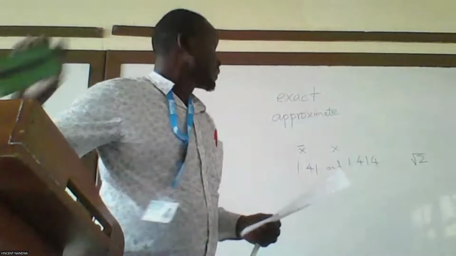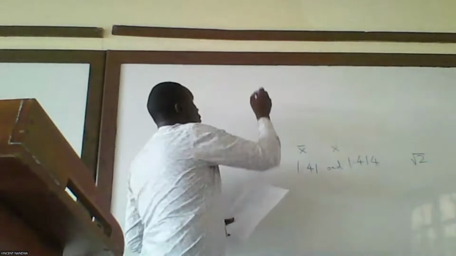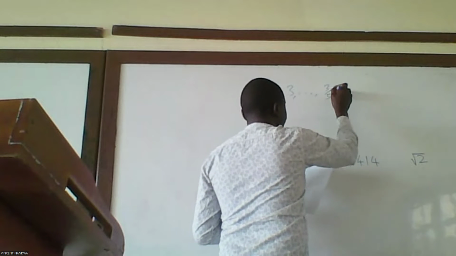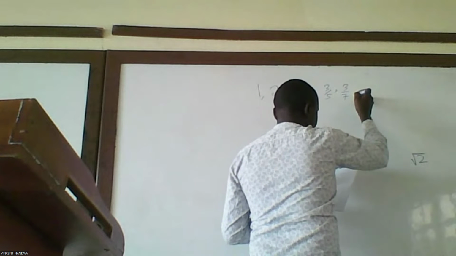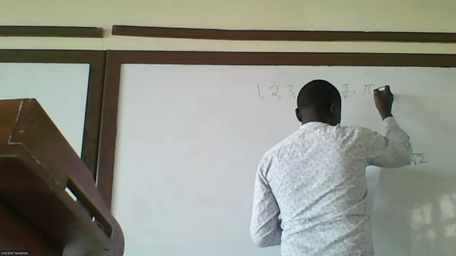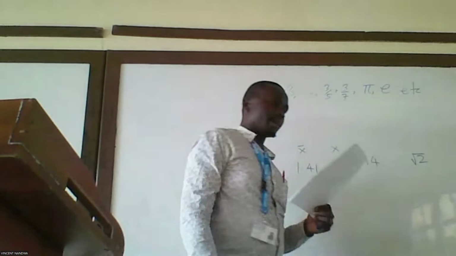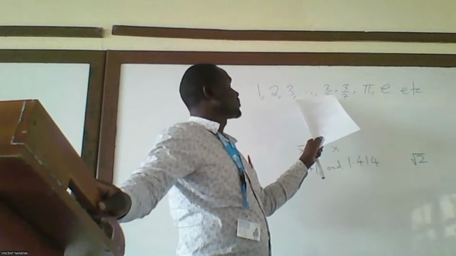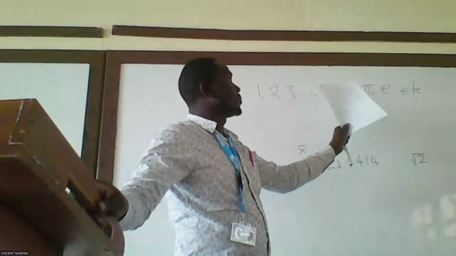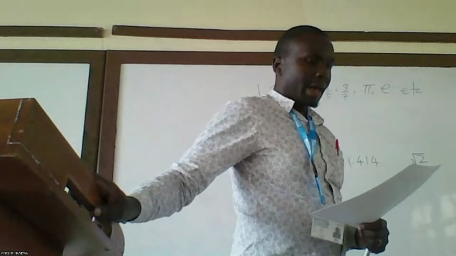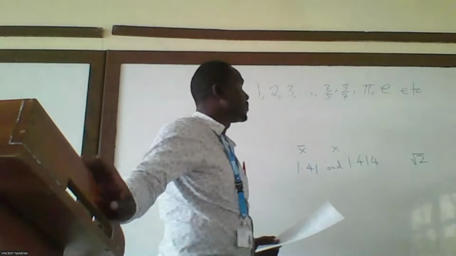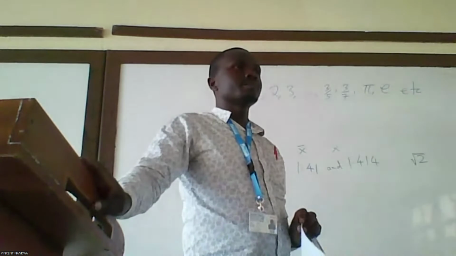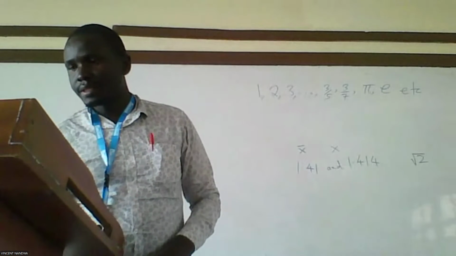The next slide is saying the numbers 1, 2, 3, say 3/5, 3/7, 5, the number e, etc. are all exact when written in this manner.